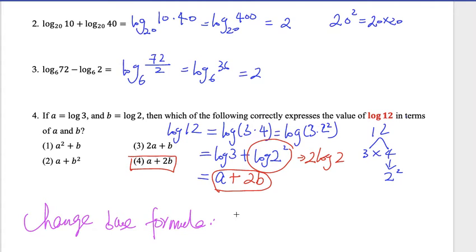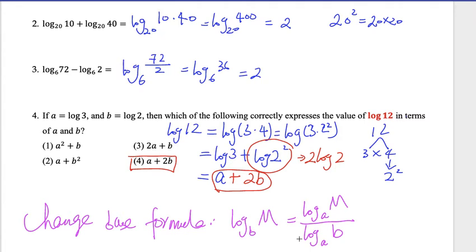This one simply tells you that if you have log base b of m, where b is the base and m is the power, we can easily rewrite it using a different base. I can easily change it to log m over log b, but this time the power is on the top and the base is on the bottom. So this formula is called the change base formula.